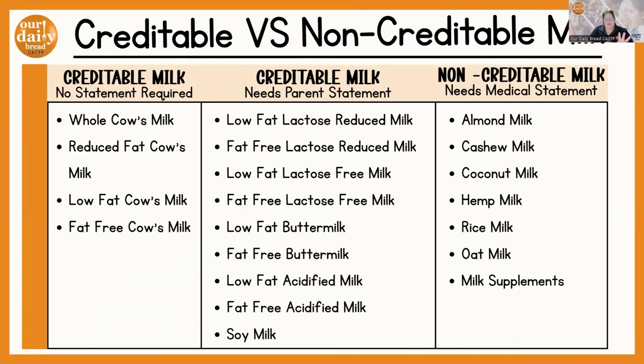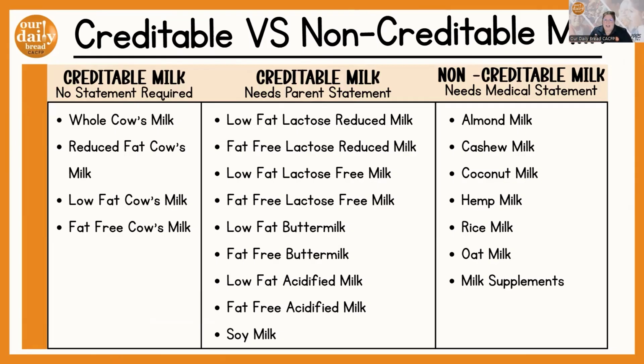So we're going to take a look at a chart that breaks down the most common things that we see. So the creditable milk that does not require any kind of statement, it's just creditable on the CACFP, is going to be your whole cow's milk, reduced fat cow's milk, low fat cow's milk, and fat-free cow's milk. And then we're going to move on to creditable milk, which these are milks that are nutritionally equivalent to cow's milk, but they need a parent statement. So that's going to be your low fat and fat-free lactose-free milk, low fat and fat-free buttermilk, low fat and fat-free acidified milk, and soy milk.